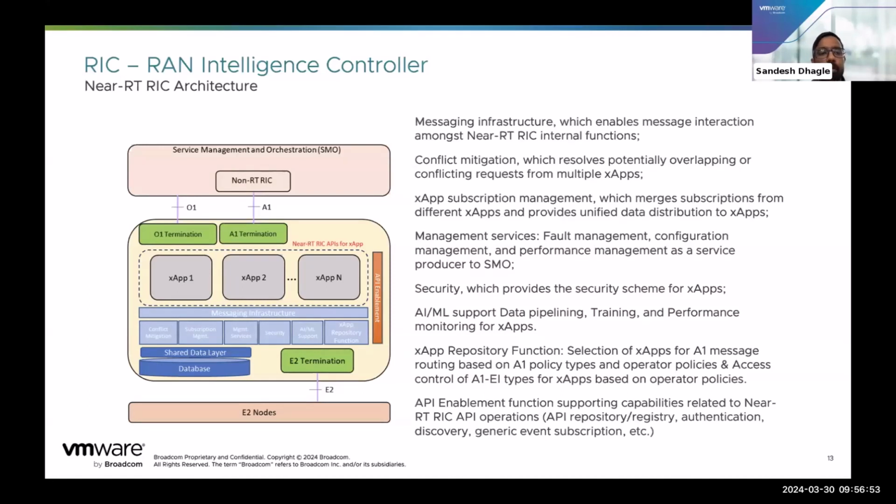So, for example, conflict mitigation is a function that would resolve it if there are two separate xApps that are trying to do something that would either overlap or conflict with each other. It's the conflict management's job to ensure that the RAN is not affected. So, for example, one xApp is trying to turn off a cell and another xApp is trying to turn on the cell. It is conflict management's job to ensure the right action is taken, right?